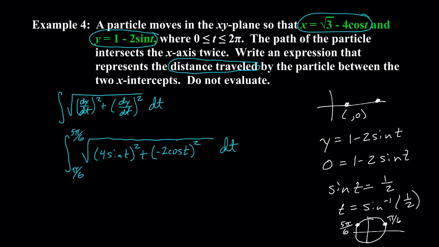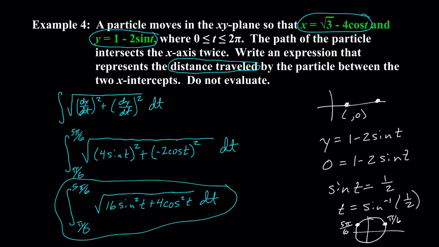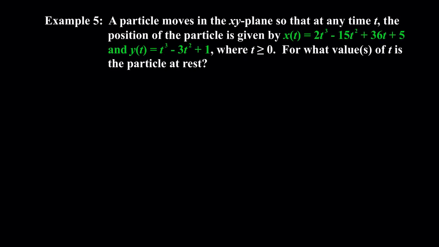And just to clean this up a little bit, this would be the integral from pi over 6 to 5 pi over 6 of the square root of 16 sine squared t plus 4 cosine squared t dt. And that would give us the distance traveled between those two times.